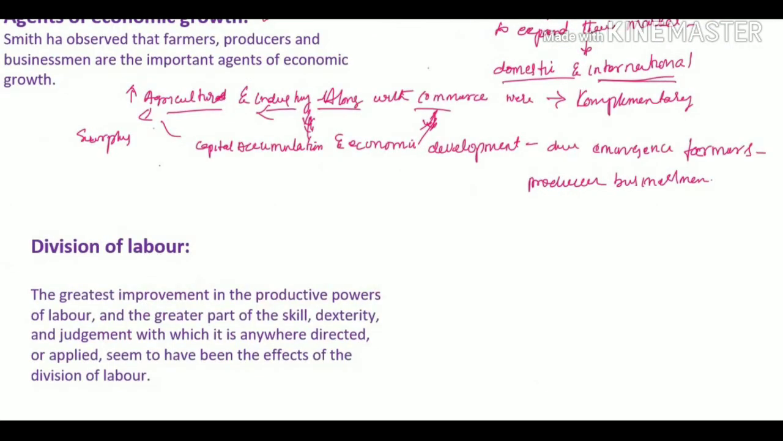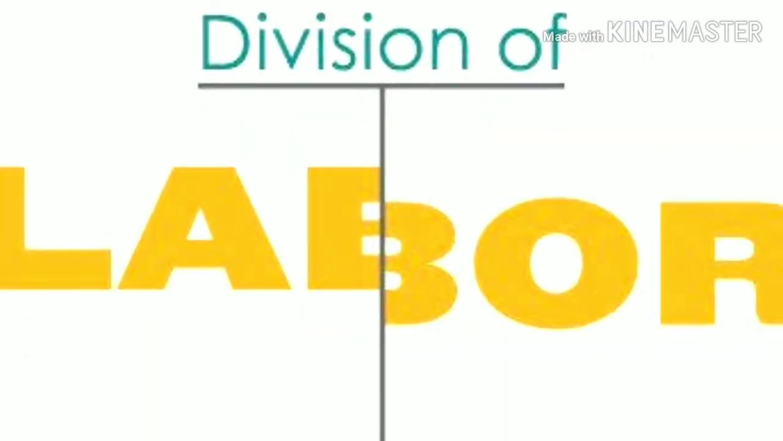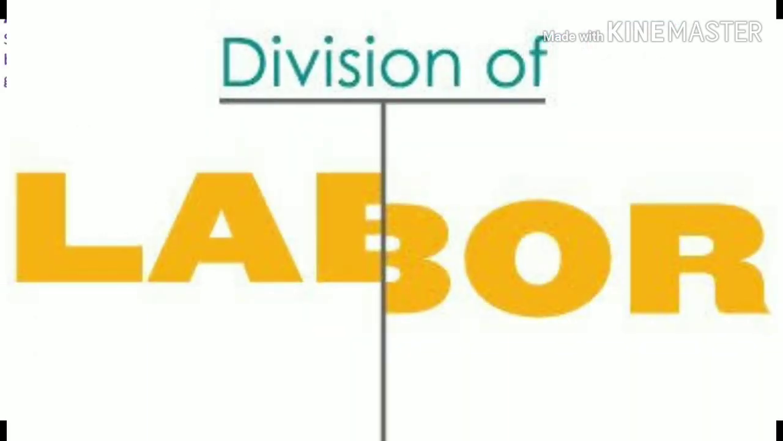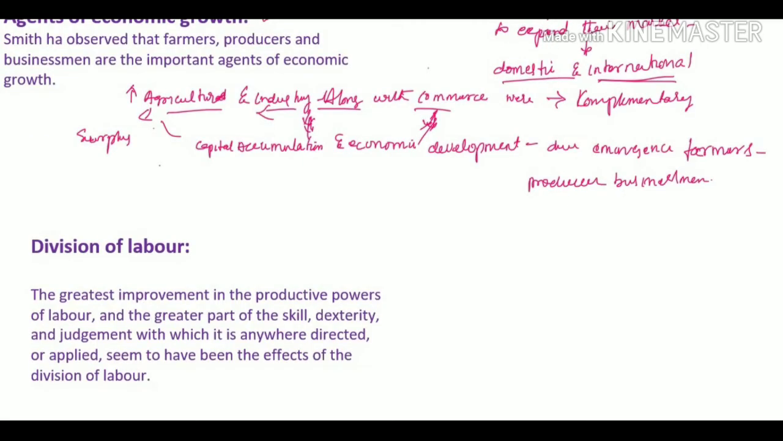A very important contribution made by Adam Smith is his analysis of the factors that bring about expansion of output in the division of labor. His treatment of this aspect of production is a classic one. The rate of economic growth is determined by the size of productive labor and the productivity of labor.